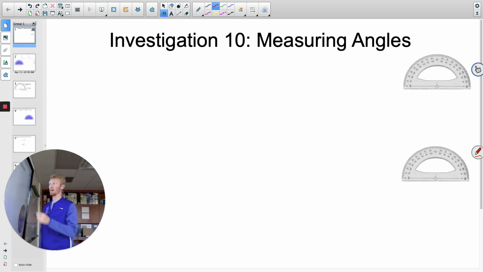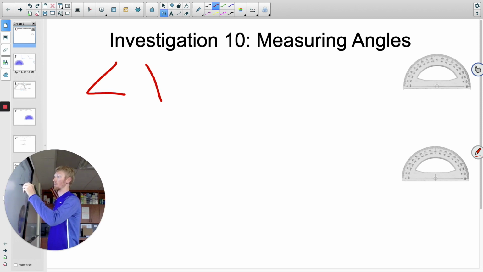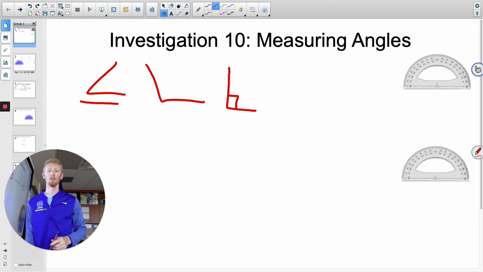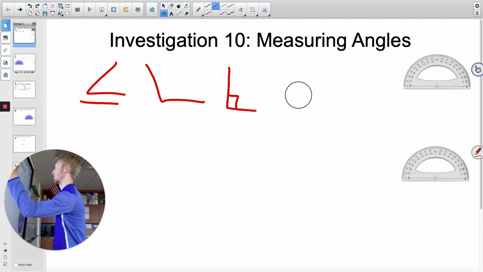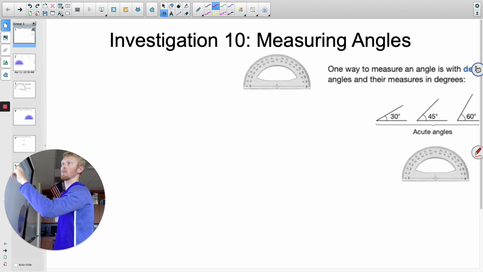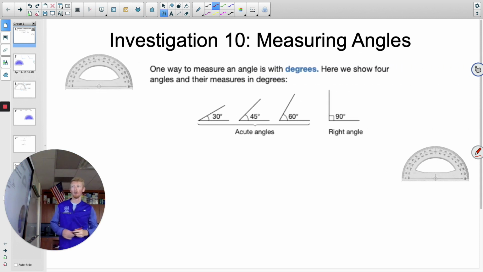We've learned in the past 3 different types. You have acute, you have obtuse, and then you have 90-degree angles, right? So if it's smaller than 90 degrees, you call it an acute angle. If it's greater than 90 degrees, then you call it an obtuse angle. You can get a little bit more specific than that, though, when measuring angles. Using degrees is the more specific way.